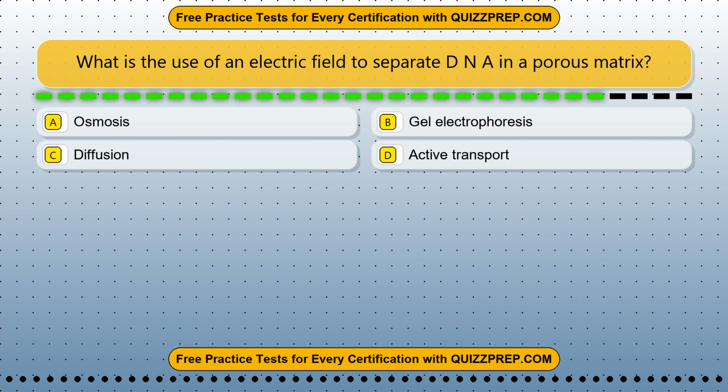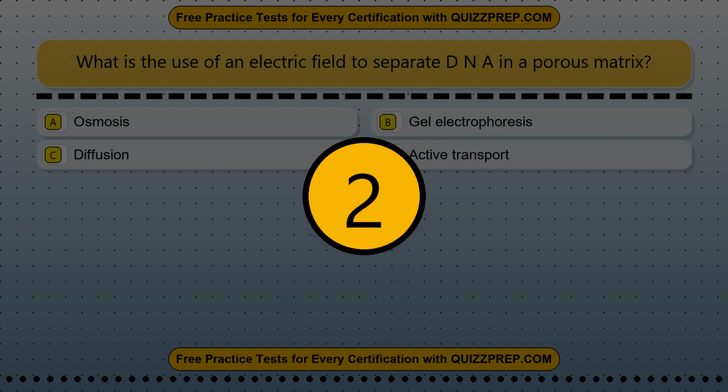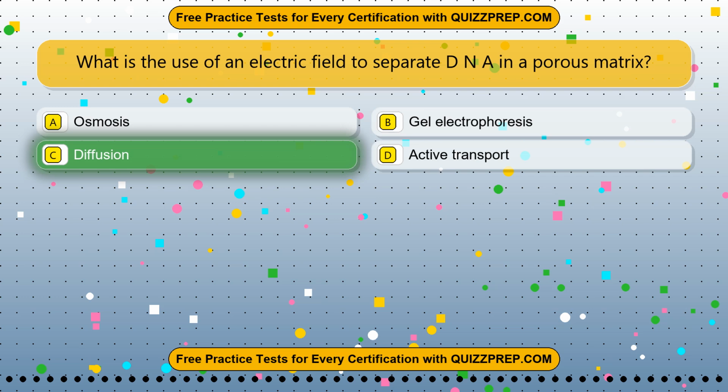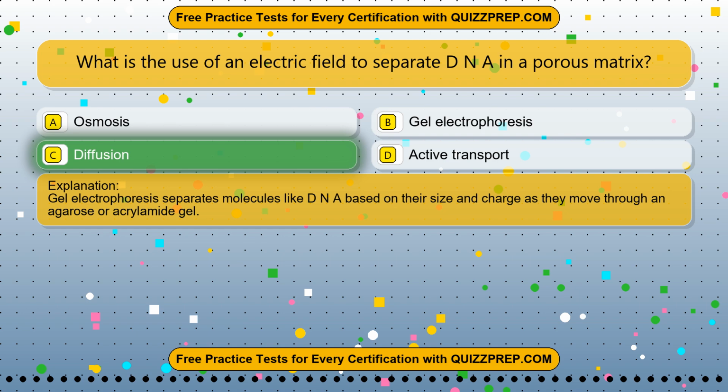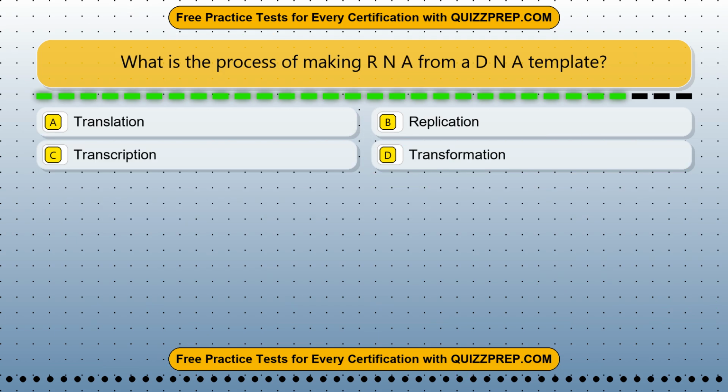Question 28. What is the use of an electric field to separate DNA in a porous matrix? Option A, osmosis. Option B, gel electrophoresis. Option C, diffusion. Option D, active transport. The correct answer is option C, diffusion. Gel electrophoresis separates molecules like DNA based on their size and charge as they move through an agarose or acrylamide gel.